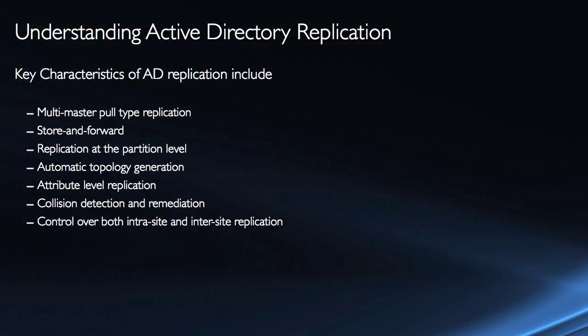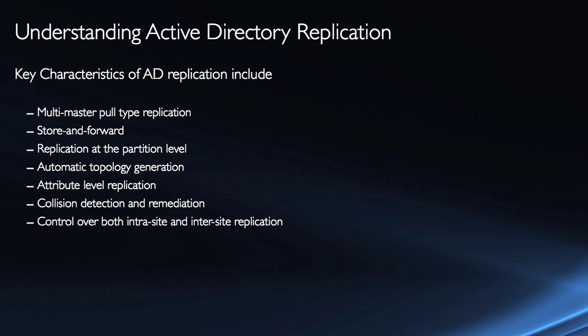You also have store and forward mechanisms. There are two transport protocols that can be used, one of which is SMTP. Now SMTP isn't used very often and it has some restrictions, but it does have the ability to send Active Directory replication in the format of an email message as a store and forward.